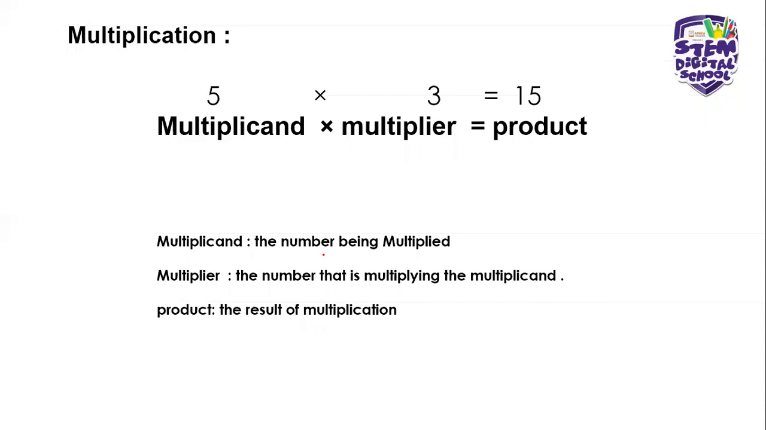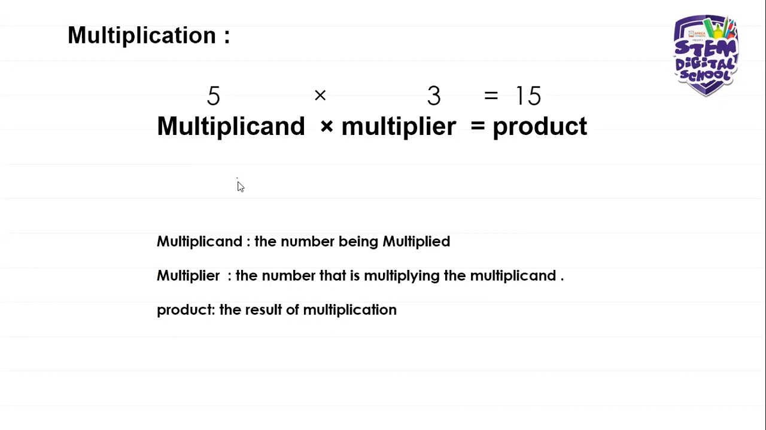So now in multiplication, we've got three things: the multiplicand, the multiplier, and the product. The multiplicand is the number being multiplied. That's the one we focus on when we're talking about repeated addition.